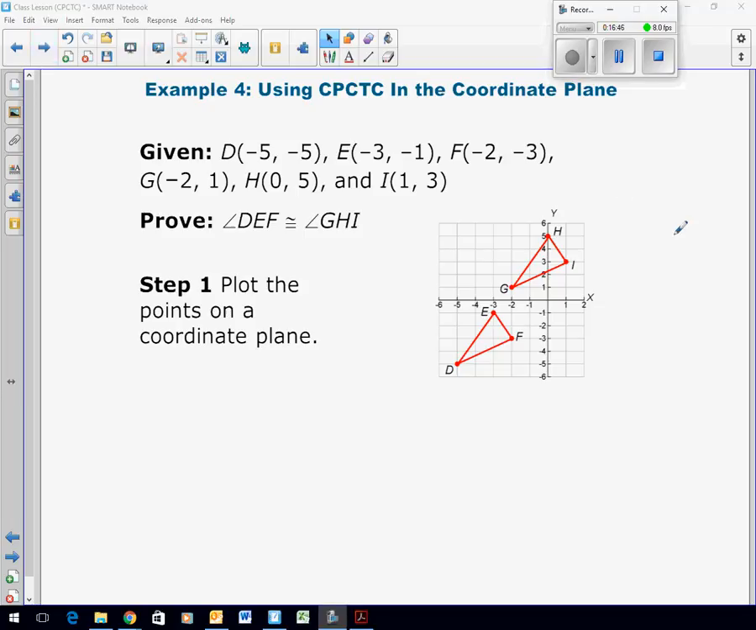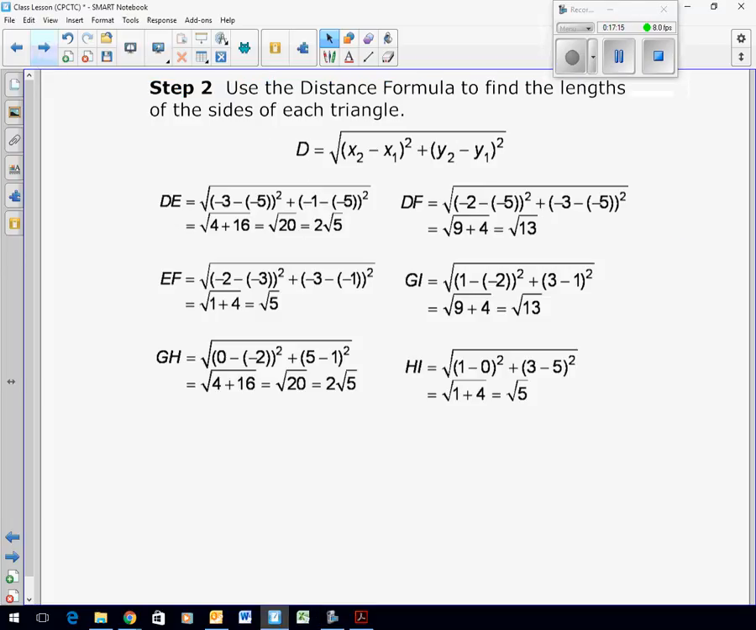If I'm given that triangles DEF and GHI are plotted at these points that it shows you: -5, -5; -3, -1; -2, -3; -2, 1; 0, 5; 1, 3. How do I prove those triangles are congruent? What's the problem with this? We gotta use the distance formula.